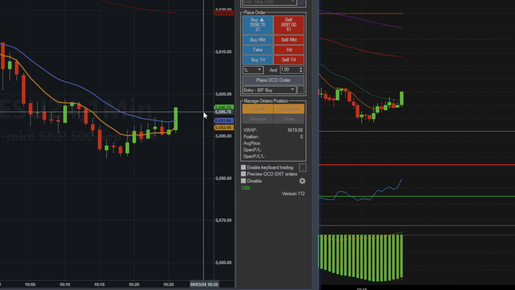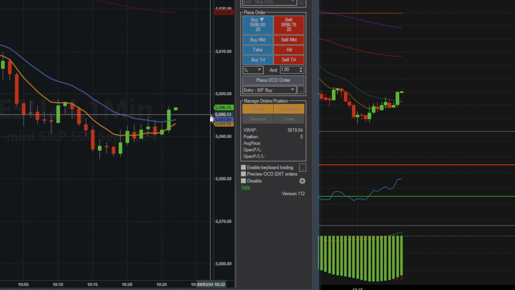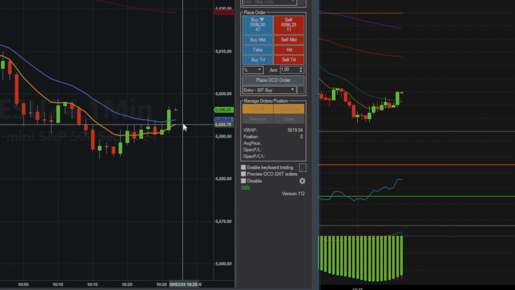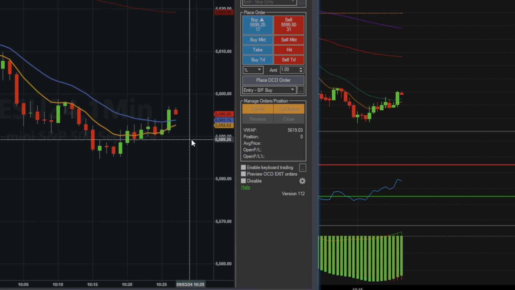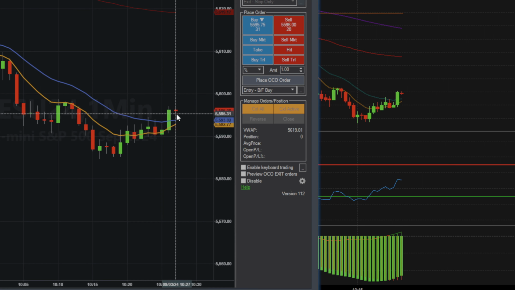So starting to get that little break up here, RSI in the 50s now. Again, still below the 20 here. If we see it start to break down here, that's when we'll go short.